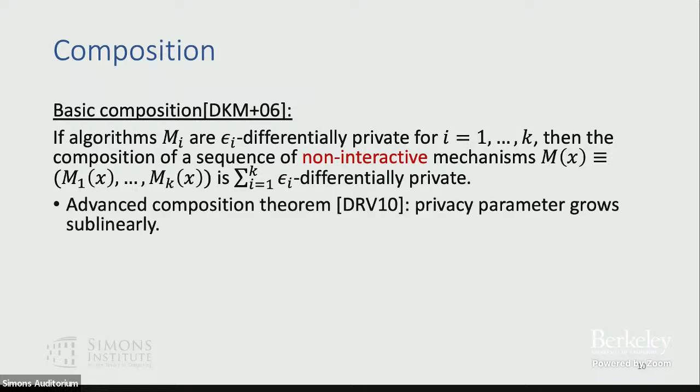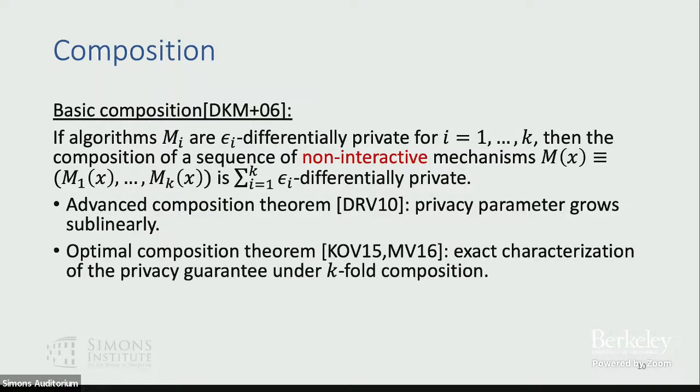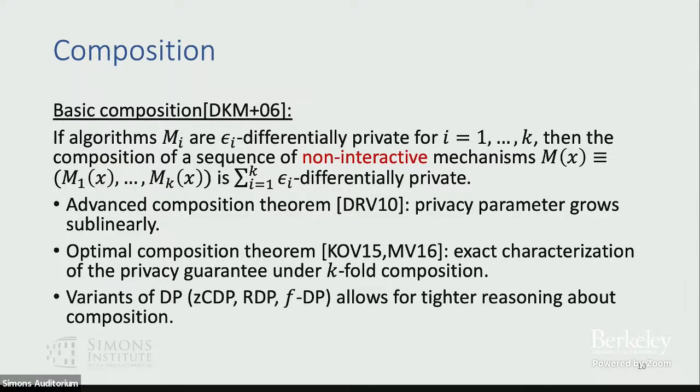For advanced composition theorems, we improve on this bound and show that the privacy parameter grows sublinearly, and this is linear, with a square root of k factor. We also have optimal composition theorems, which give the exact characterization of the privacy guarantee under the k-fold composition, but it was shown that calculating this bound is actually NP-hard. And we also have other variants of differential privacy, zCDP, RDP and f-DP, which allow for tighter reasoning about composition.